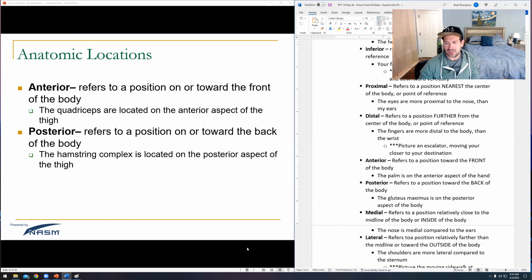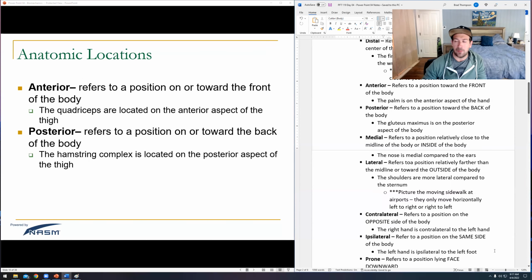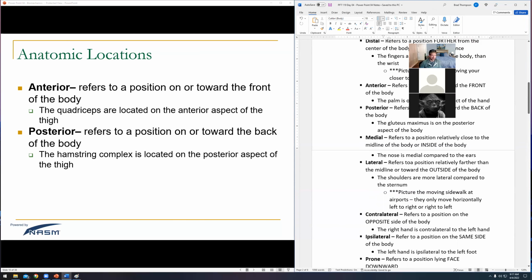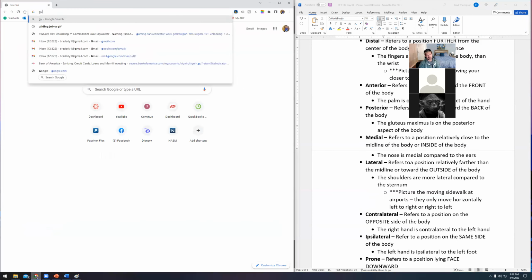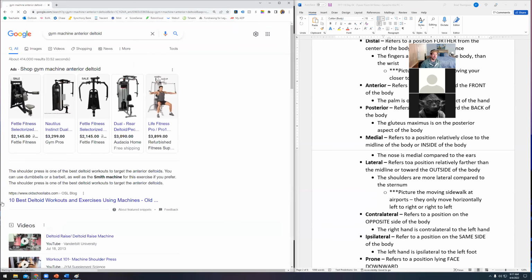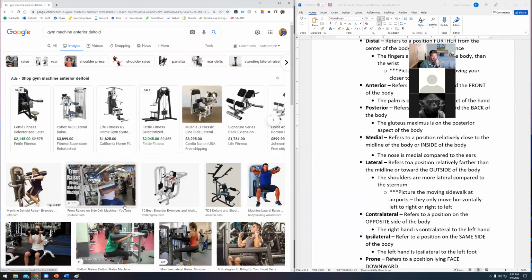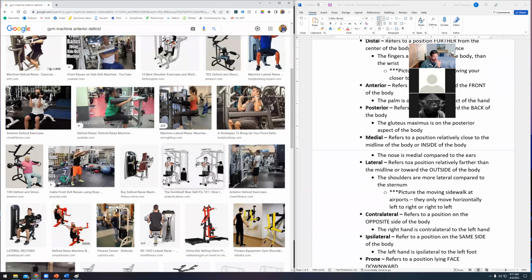Then we've got anterior and posterior. This is probably the two easiest ones. Anterior is on the front of the body. Posterior is on the back of the body. So if you've ever been at the gym, let's see if I can find a picture of this. Gym machine, anterior deltoid. At the gym, you'll always see this machine right here, the combo deltoid machine. Oh, way to go. That was literally it. Come back. There it is.